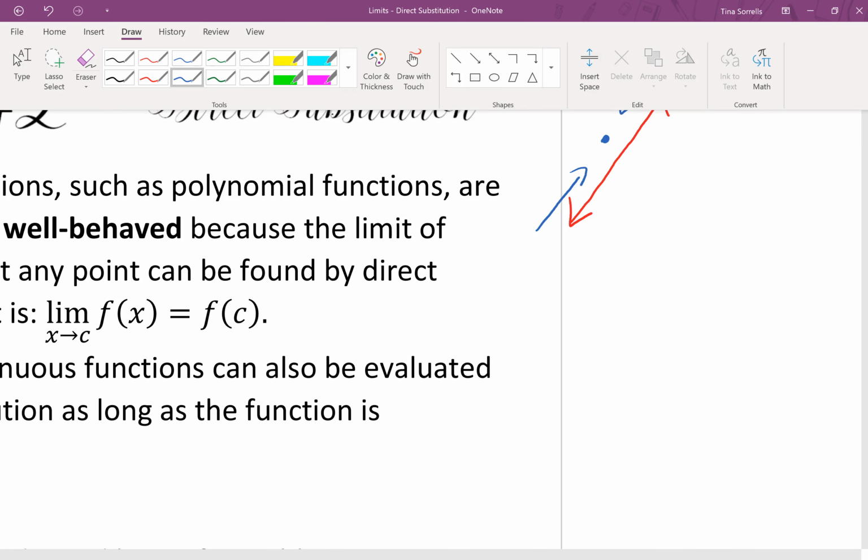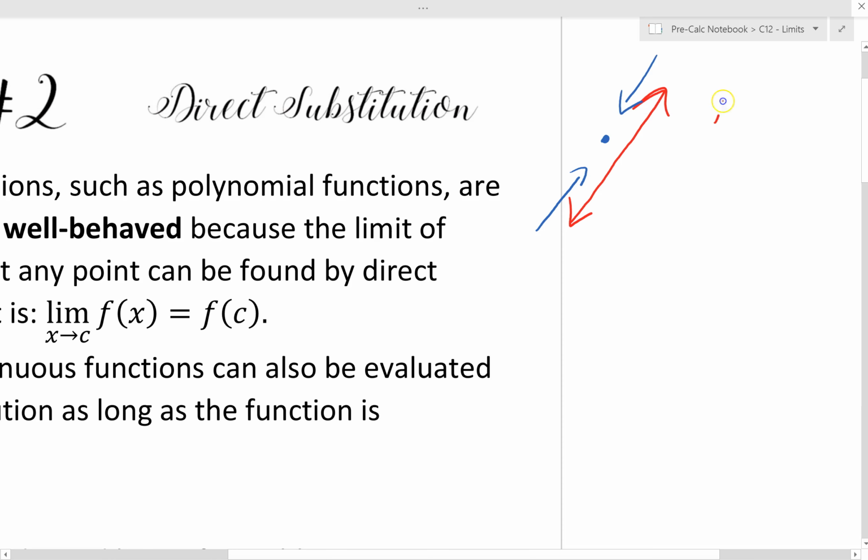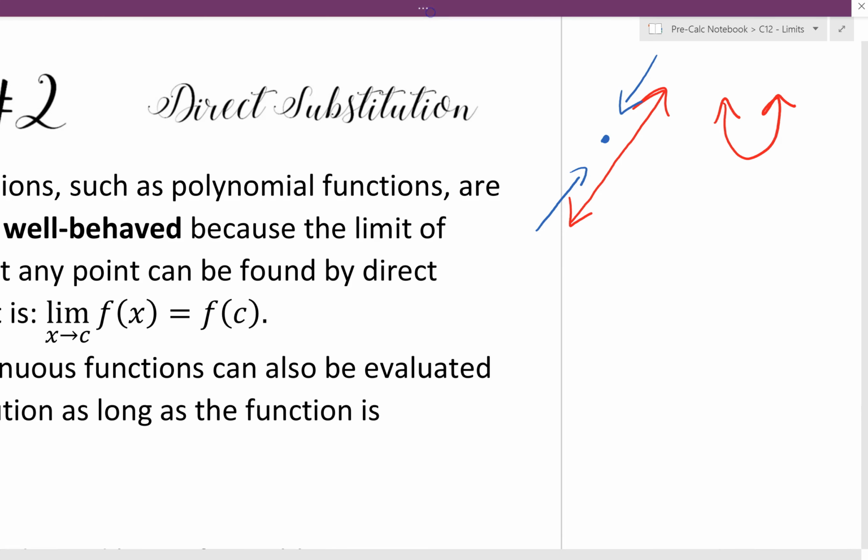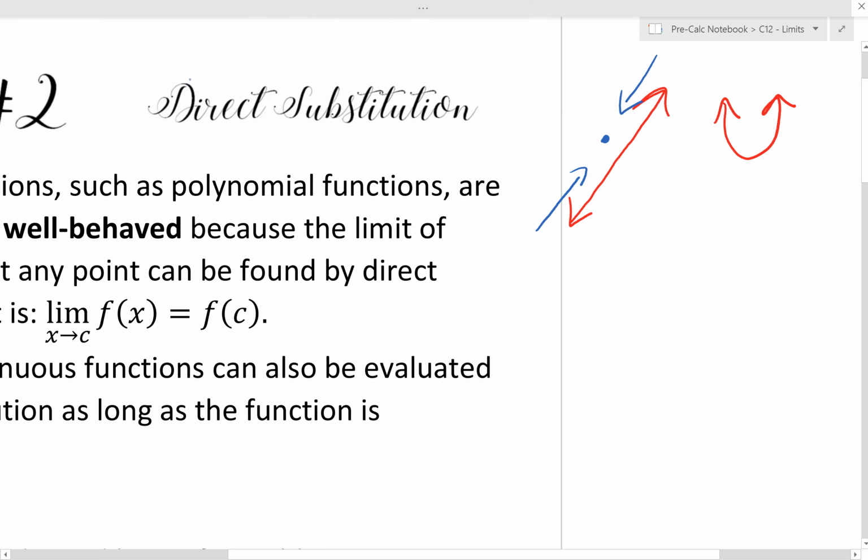That would be the same thing as a quadratic, okay? Let's say we need to get to this point. If I'm coming from this direction and someone else is coming from this direction, we are still going to meet at that point. So that is what it means by the polynomial functions are well behaved.